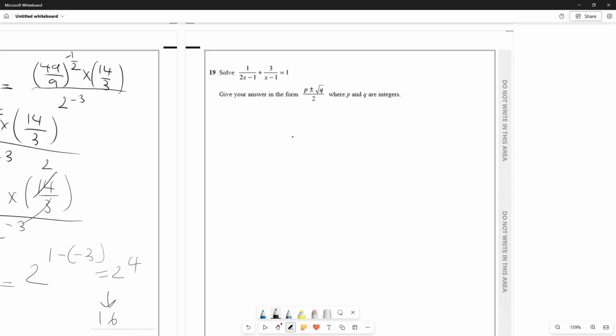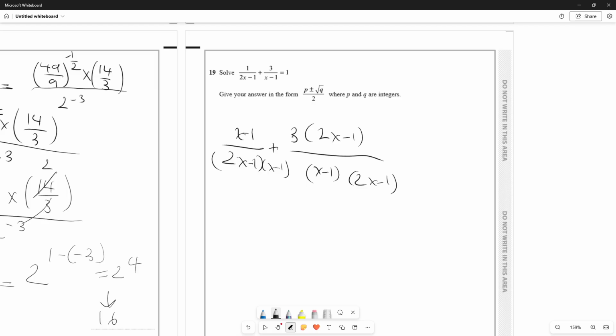So let's do this. When we're adding, we have to make the denominators the same. So let's times each fraction by the other denominator. So this would be x minus 1 over 2x minus 1, plus 3 over x minus 1. Sorry, I should times this by 2x minus 1 as well, over x minus 1 and then 2x minus 1. This will give it the same denominator.